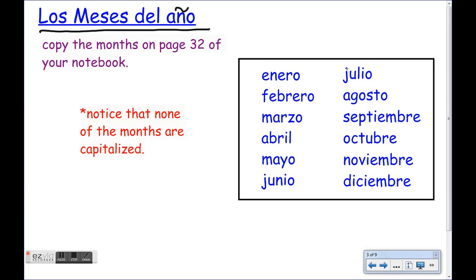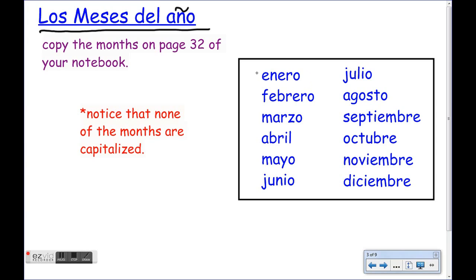Alright, let's go through them while you're writing them down. Repitan. Enero. Febrero. Marzo. Abril. Mayo. Junio. Julio. Agosto. Septiembre. Octubre. Noviembre. Diciembre.